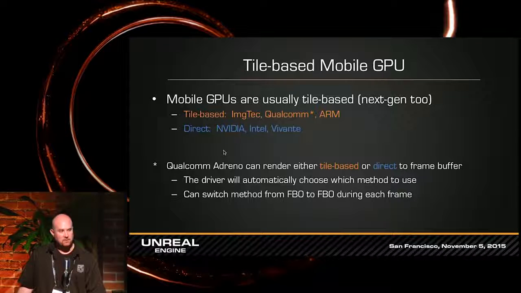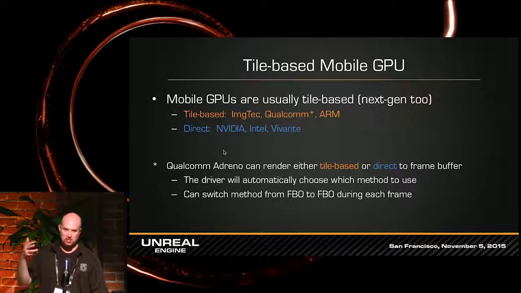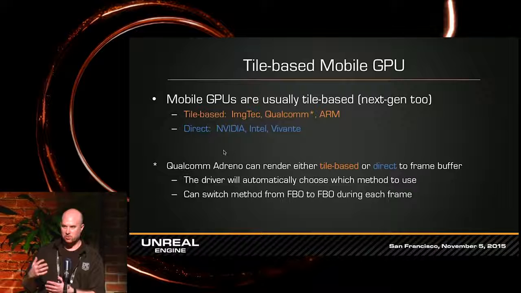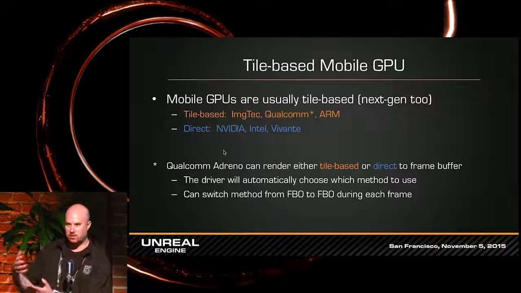The one-off is Qualcomm. Qualcomm is a hybrid. It can do either tile-based or direct. The method chosen is done by the driver automatically, and it can change many times per frame. There's no cost in switching between the two methods. The driver will kind of guess for each render target switch. It will guess, is this render target going to be done with tile-based or direct?